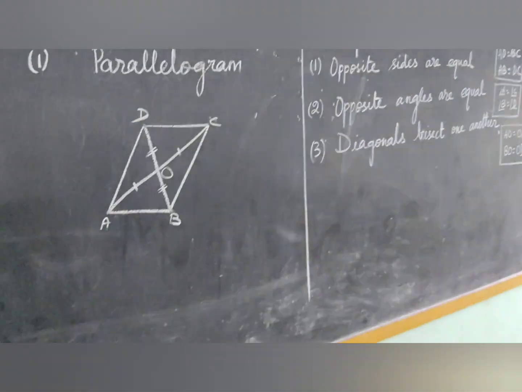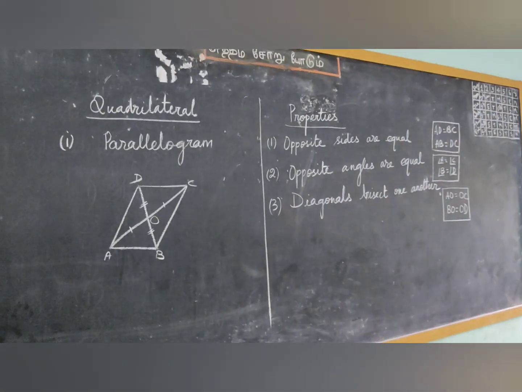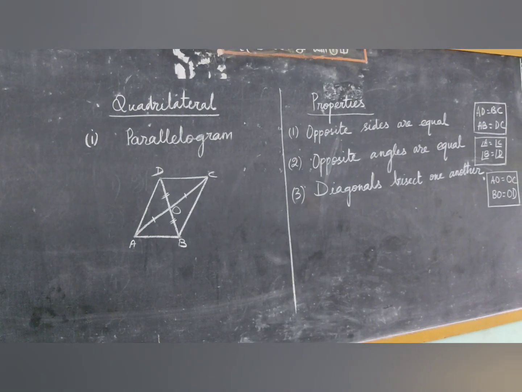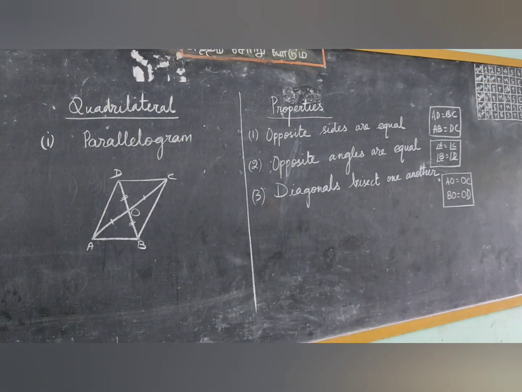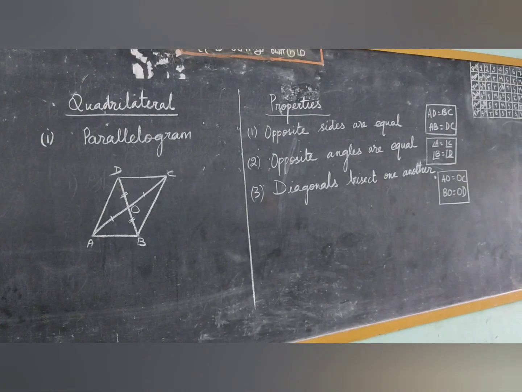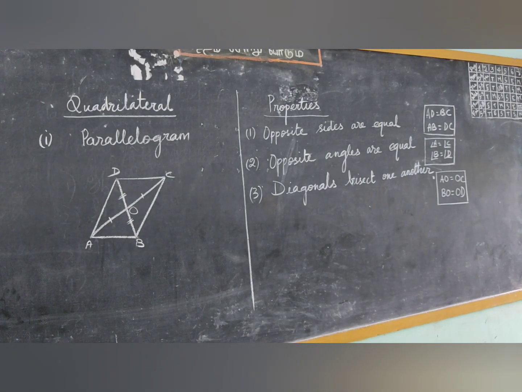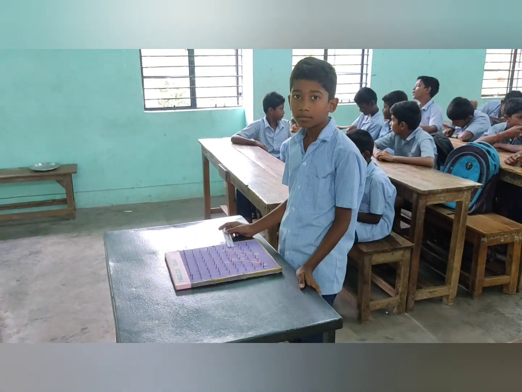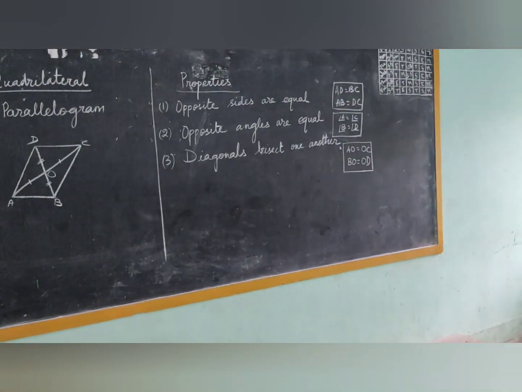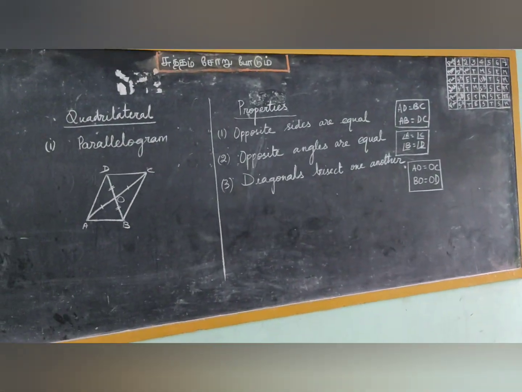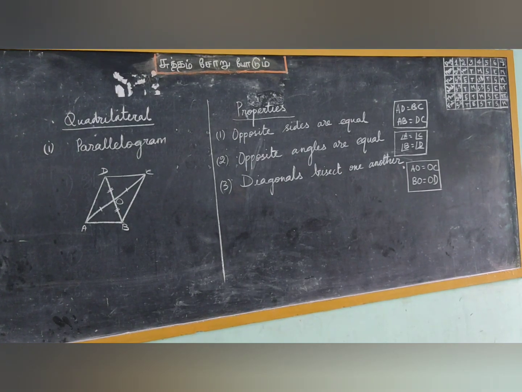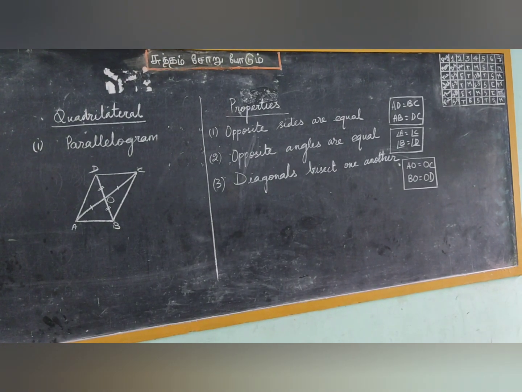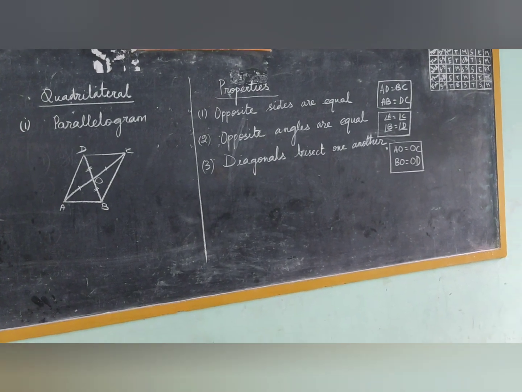Now you see, yesterday we have studied three kinds of quadrilateral and the properties of it. Manigandan, now you have to check whether property number 1 is right or not. Opposite sides are equal in a parallelogram.